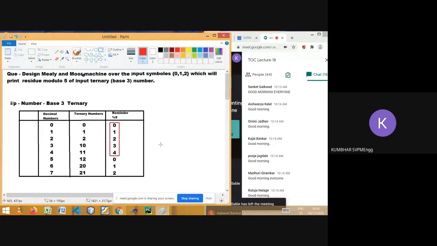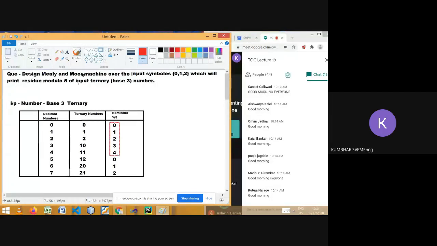Do you all agree? Do you understand? Yes, sir. Any ternary number, when we divide by 5, these will be the 5 different possibilities. And that's why for this Moore or Mealy machine, we will have 5 different states. I repeat, these 5 different possibilities will be repeated for the next cycle for any number. So we will have 5 different states for this Moore and Mealy machine.